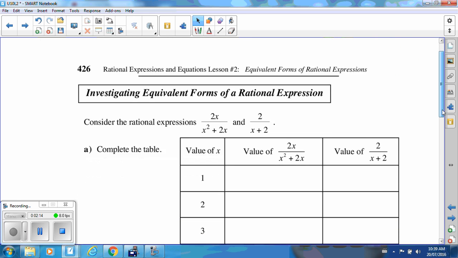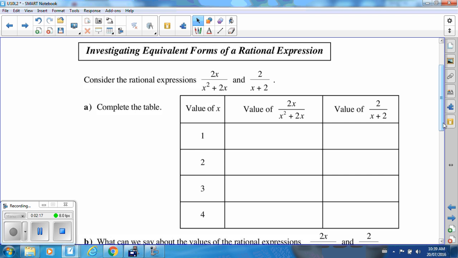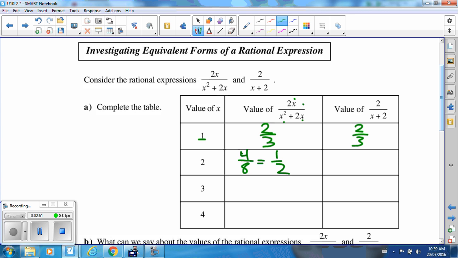Now, the same thing is basically true. We're going to look at these two pieces here. Here I have two different rational expressions. If I put in 1 here, 2 times 1 is 2. 1 squared is 1, plus 2 times 1 is 2. So that's going to be 3 in my denominator and 2 in my numerator. This one is also 2 over 3. If I put in 2, 2 times 2 is 4. 2 squared is 4, and 2 times 2 is 4. So this is going to be 4 over 8. But that's the same as 1/2. If I put it in here, this is just 2 over 4, which is the same as 1/2.